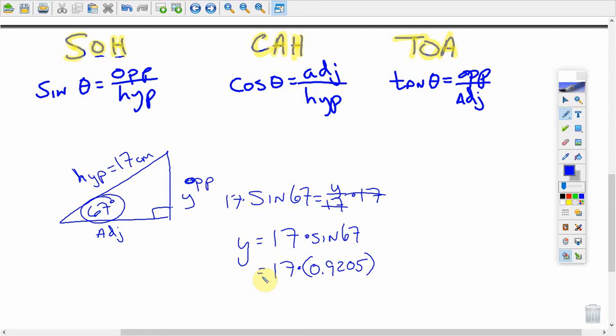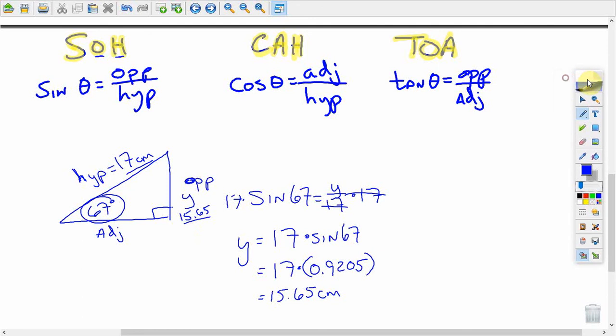So we're going to take 0.9205 times 17, and that's going to give us 15.65. So now I'm going to round to 2 decimal places, and this is centimeters. So our opposite side here is 15.65. If they had asked us to find the adjacent side, we could have used, for instance, cosine. Or now that we know two sides, 17 and 15.65, we can use the Pythagorean theorem.